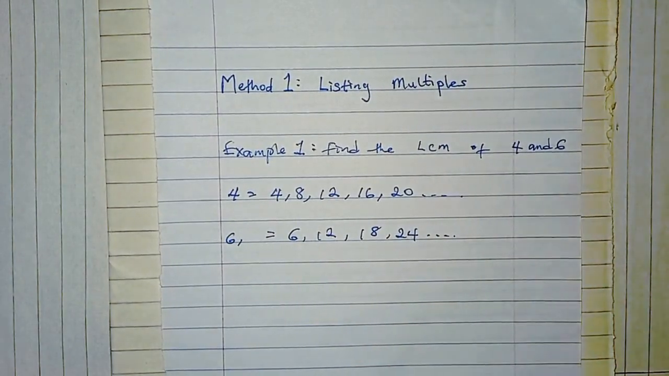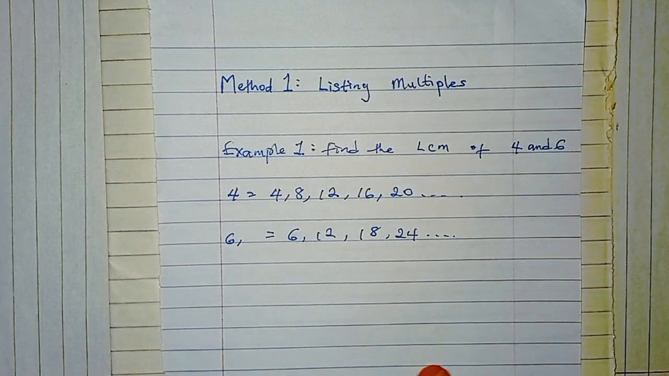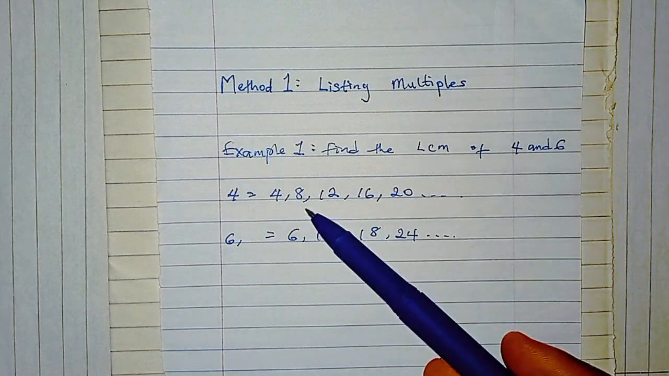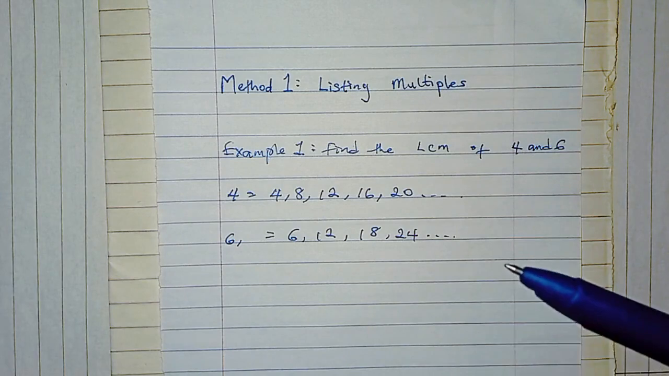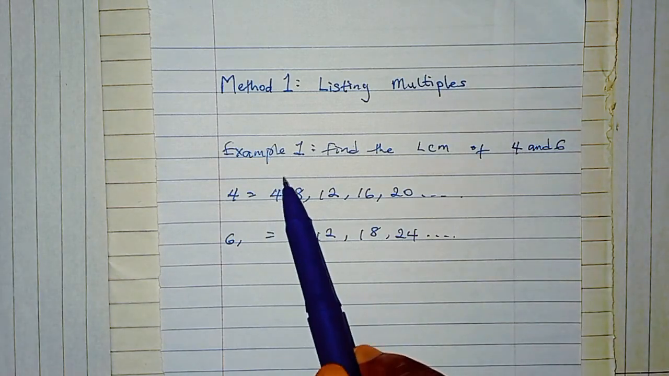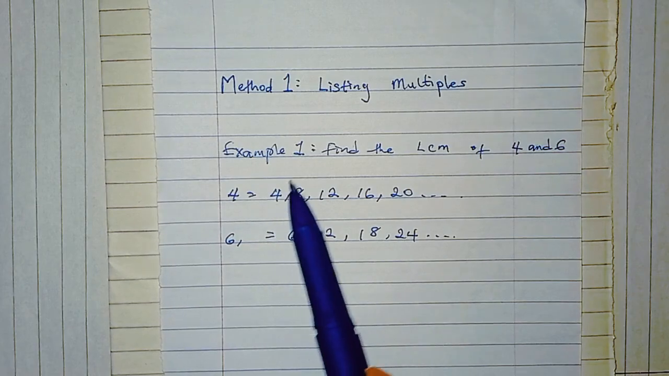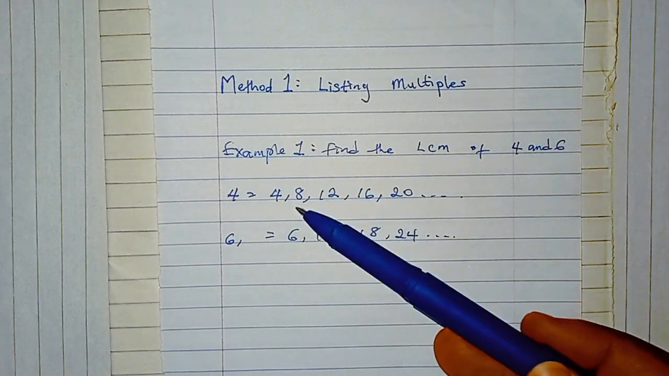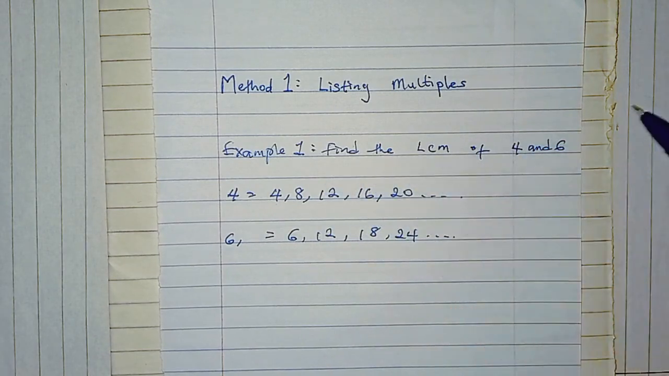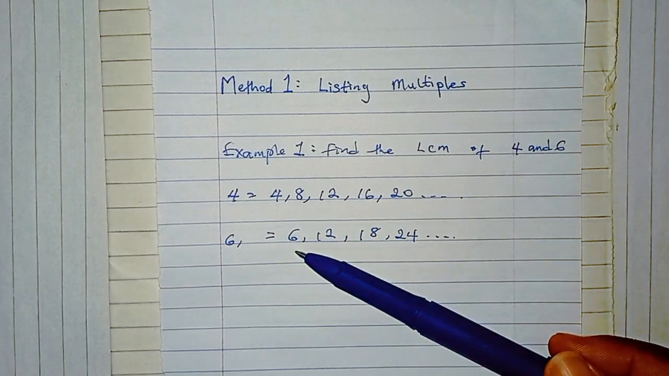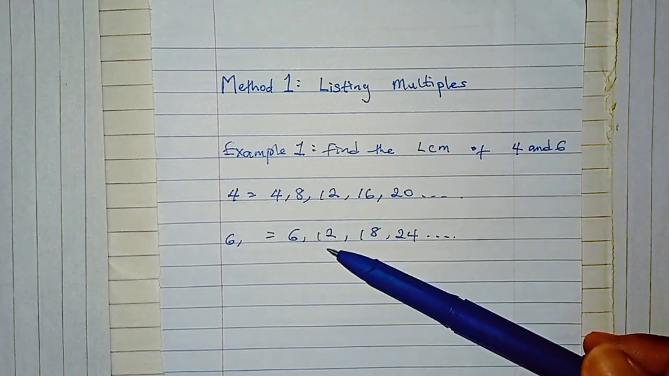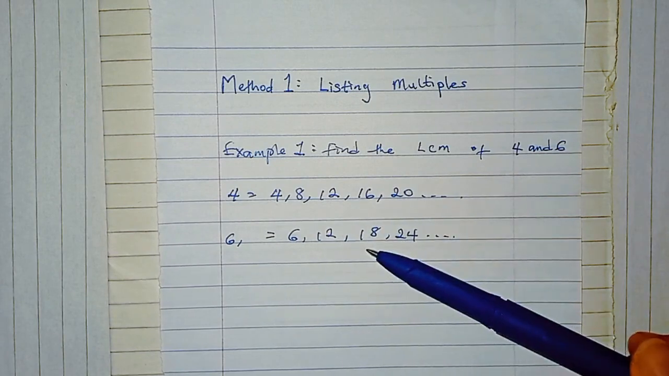Now, how did we get the multiples? For 4, we got them by multiplying 4 consecutively. When we multiply 4 by 1, we get 4. Then 4 by 2, we get 8, and so on. Same thing with 6. We multiply 6 by 1 and get 6, 6 by 2 and get 12, 6 by 3 and get 18, and so on.